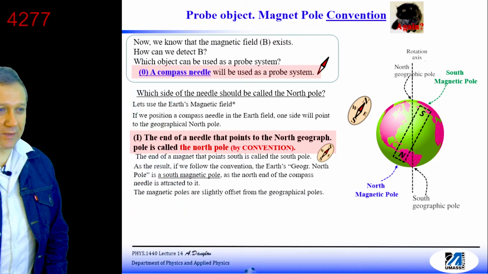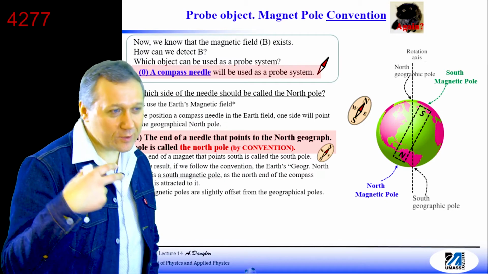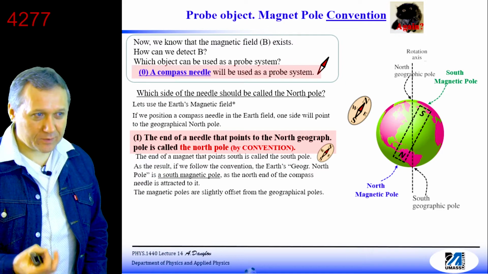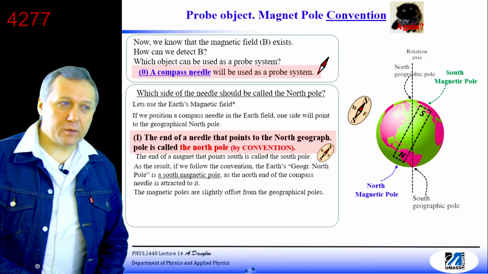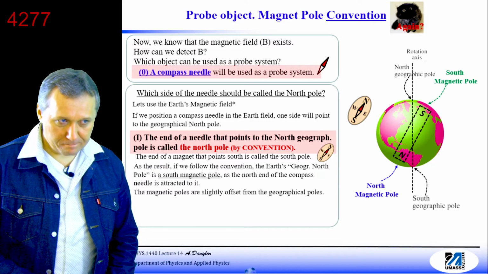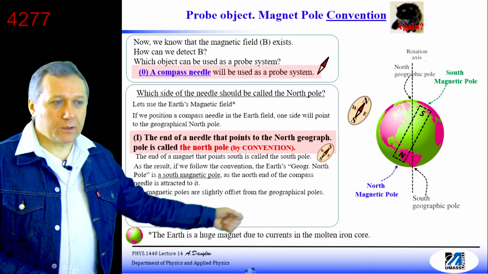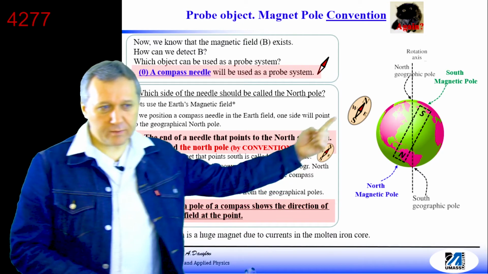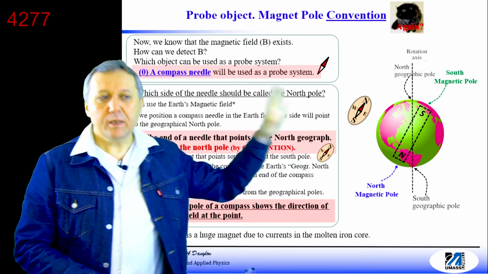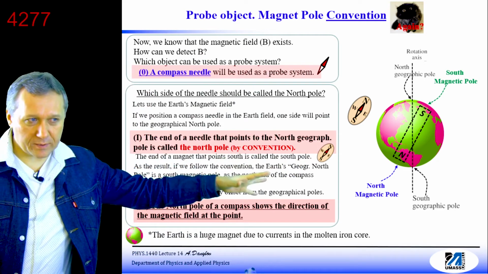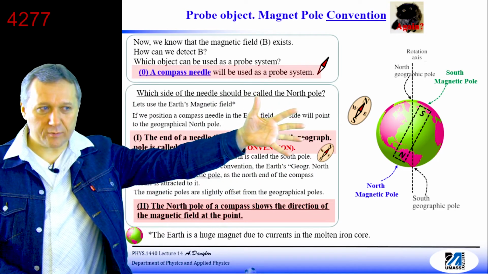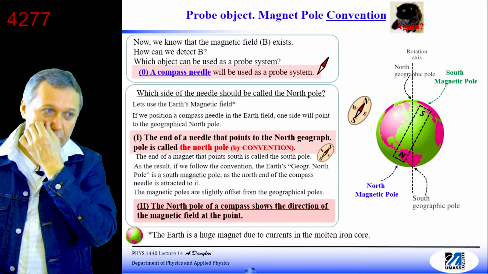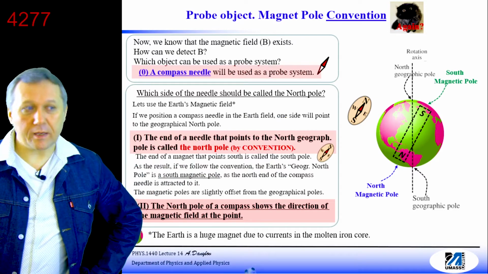Now the last piece. Since we use the compass needle as a probe system to probe the magnetic field, what about the direction of the magnetic field? Let me open it up. You see, the north pole of the compass needle gives us, all the time, the direction of the magnetic field. So if the north pole of the needle shows that way, that's the direction of the magnetic field at that particular point. If the north pole shows this way, that's the direction of the magnetic field at that point.